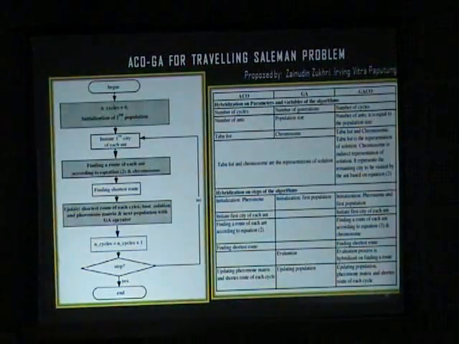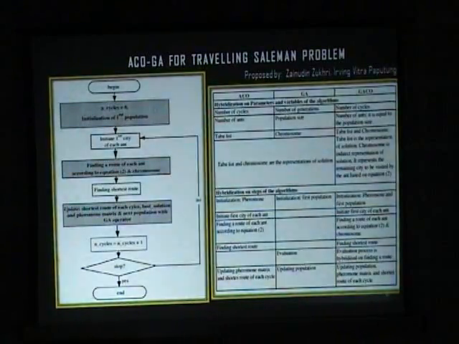Another combination was again of ACO and GA. This was implemented on the traveling salesman problem. Here the scientist also mixed up the two approaches, wherein the cycles of the population were created by ant colony optimization. Then this was initialized as the cities. We know the traveling salesman problem: a salesman has to travel to multiple cities in order to find out the shortest path. This was done with the help of ACO and GA. And then the next one was given to GA.